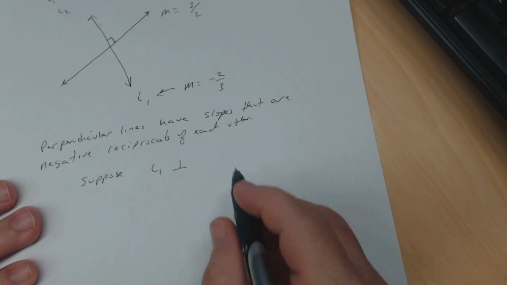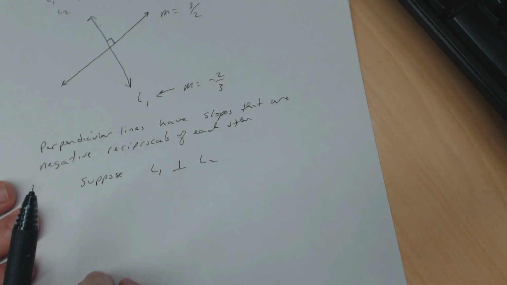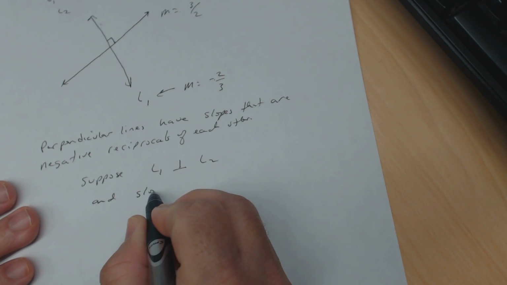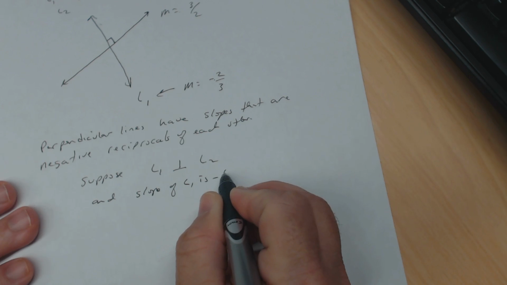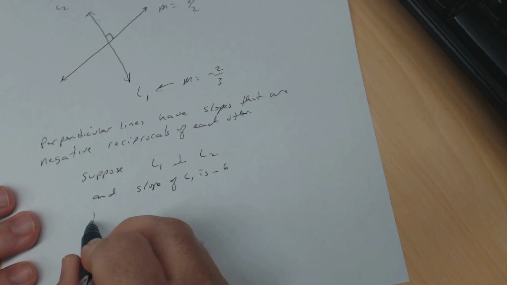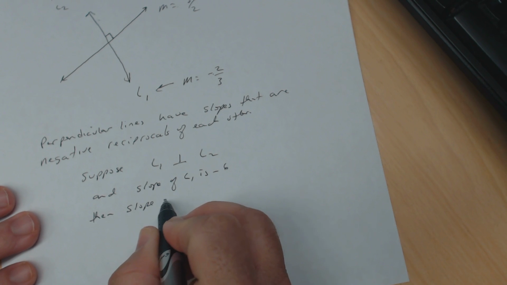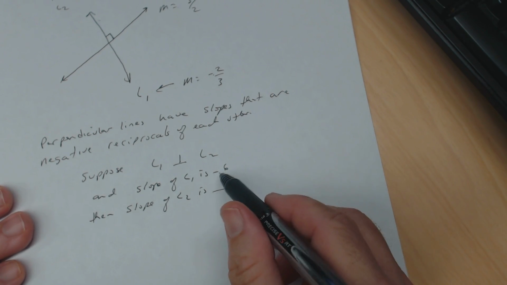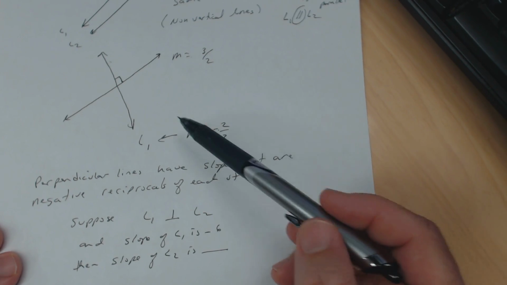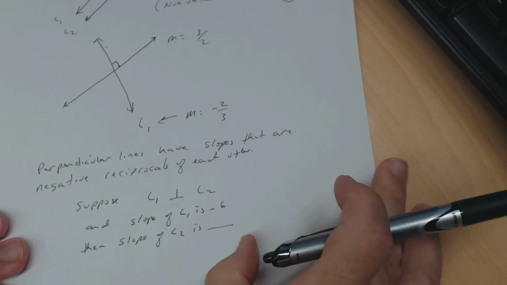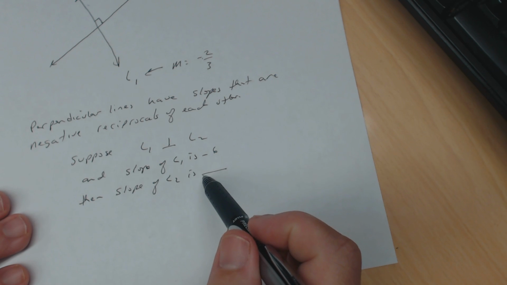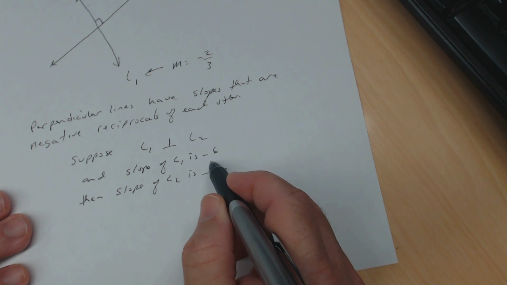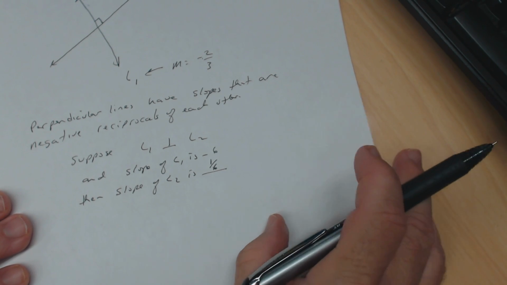All right, so suppose L1 is perpendicular to L2, so suppose these two lines are perpendicular. And let's suppose that the slope of L1 is negative 6. Then the question to you is this: then the slope of L2 is blank. So what do you think that slope is? Well, we just talked about the fact that perpendicular lines have slopes that are negative reciprocals of each other. So if this is negative 6, then this has to be positive, and you just take the reciprocal of 6. So the reciprocal of 6 is 1 divided by 6, a positive 1/6.